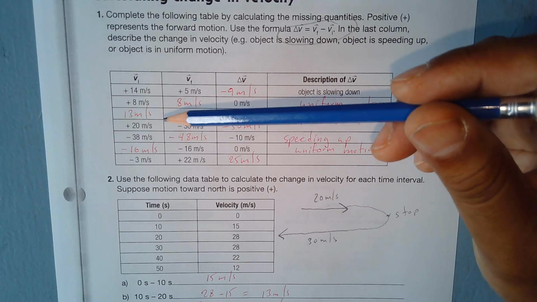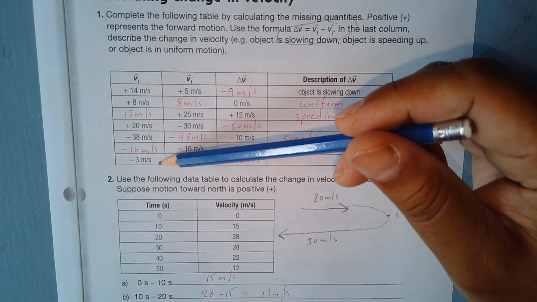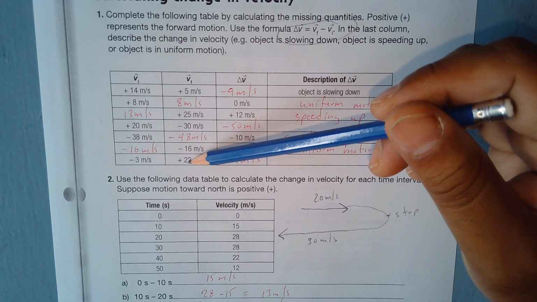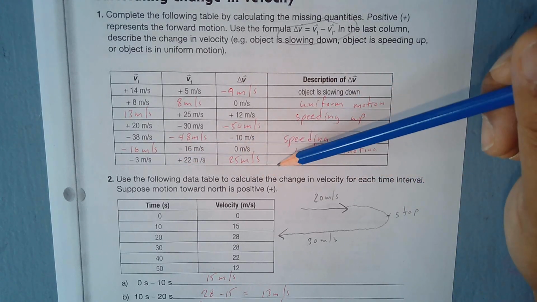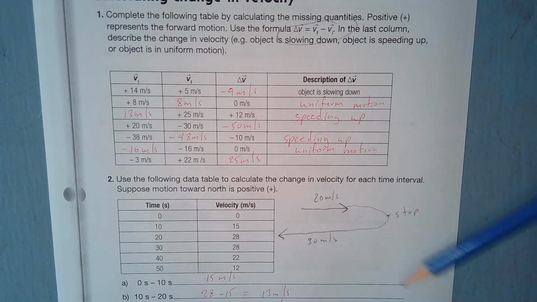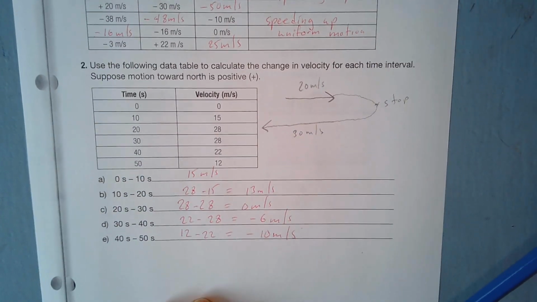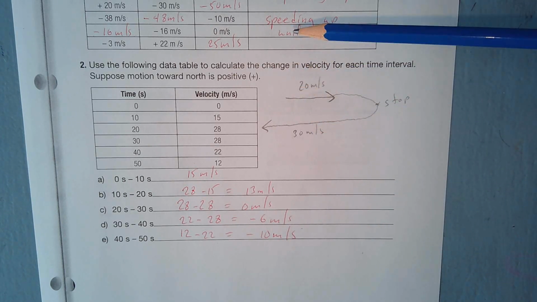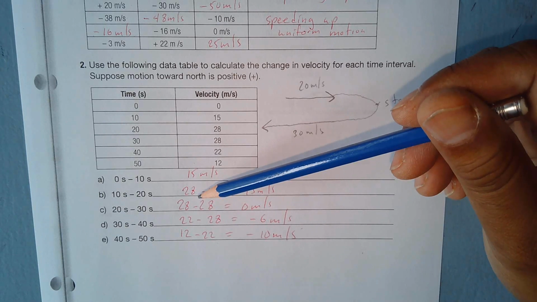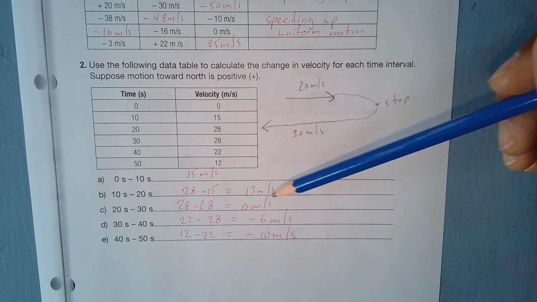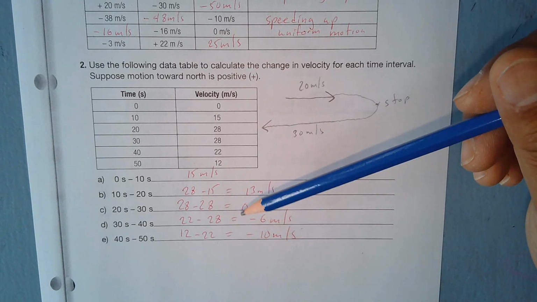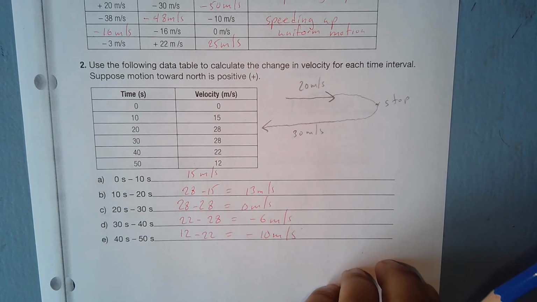And then this one is kind of the opposite. What's happening is you're starting out in the negative direction, you're slowing down, and then you're picking up speed in the positive direction. So you could say you're speeding up in the positive direction after you turn around. Then this one here is the same as what we're looking at in the previous table. You just take your final and minus your initial, and that gives you the change in velocity. And here are the subtractions for that.